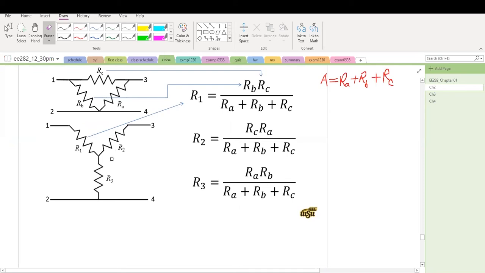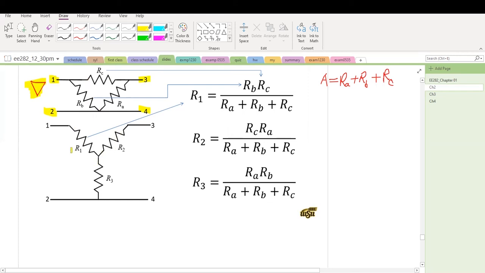There is a detailed derivation of how the results are derived, but that's not the focus here. Our focus is to use the result to analyze the circuit. Let's look at the conversion from delta to Y. This is a delta connection, and this is like a delta, right? Remember we have talked about four terminals, terminal 1, 2, 3, and 4. The connection of RA, RB, RC is a delta connection, and we want to convert it into the Y connection.